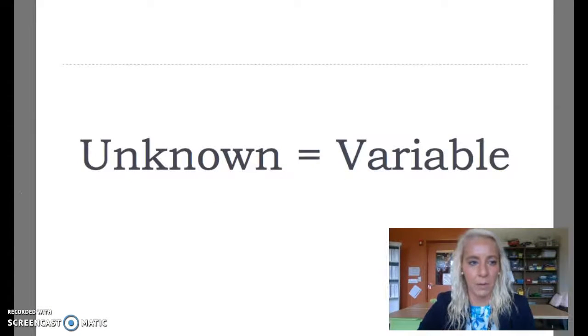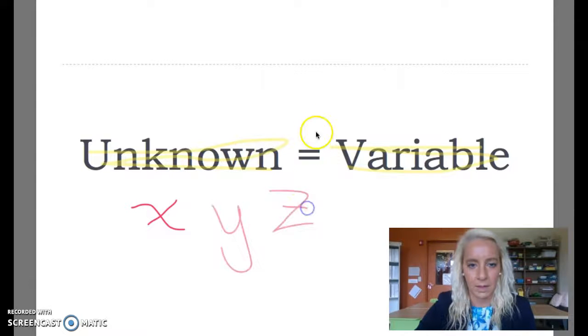So the first thing that I want to point out is that an unknown is also the same as a variable. We can use multiple different types of letters to represent a variable. You'll often see the variable as the letter X. It can also be represented in other forms such as Y, Z, the letter A. Any letter can represent a variable.